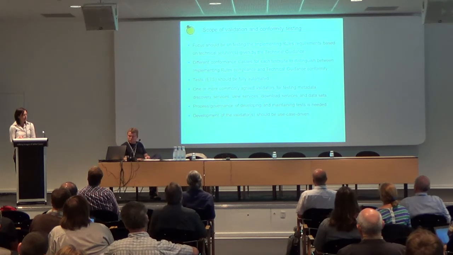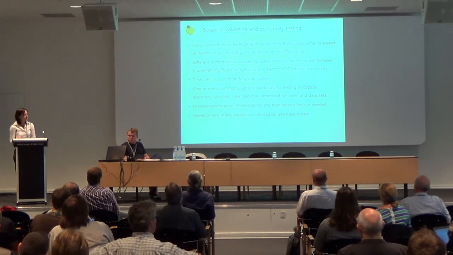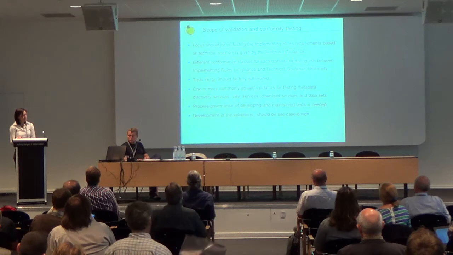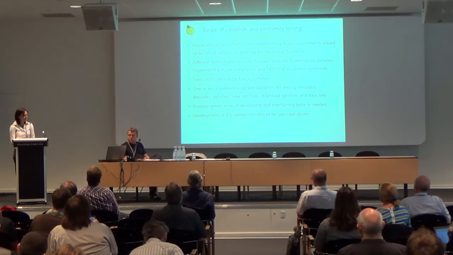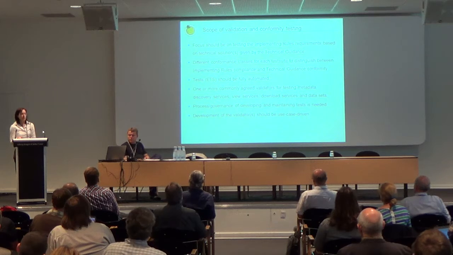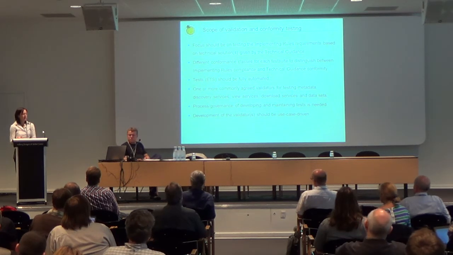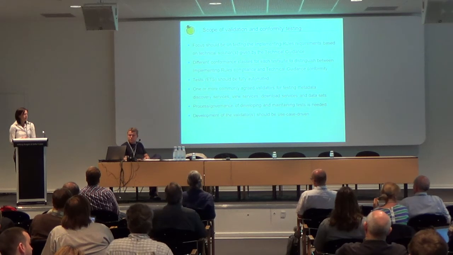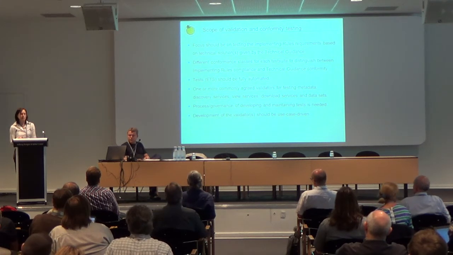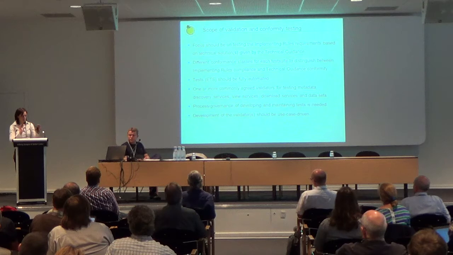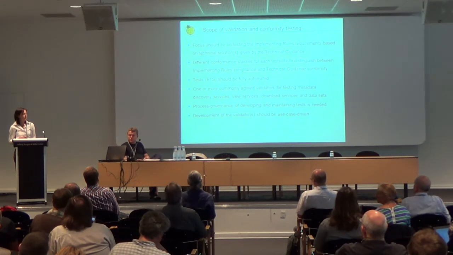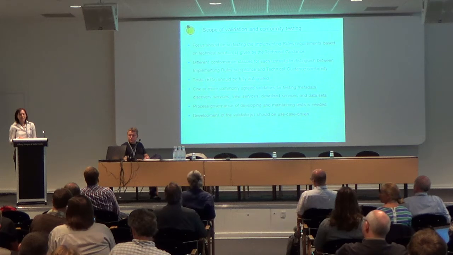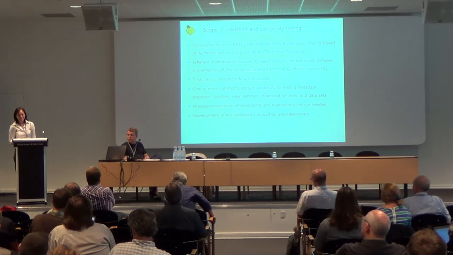We have one or more, maybe, commonly agreed validations for testing metadata, discovery service, view service, download service, and datasets. That's in the scope. And a process or governance of developing and maintaining the tests is also needed. And basically, the development of the validator should be use case driven. So that's overall the main points of the scope that we have discussed right now. And now I would like to hand over to Carlo.